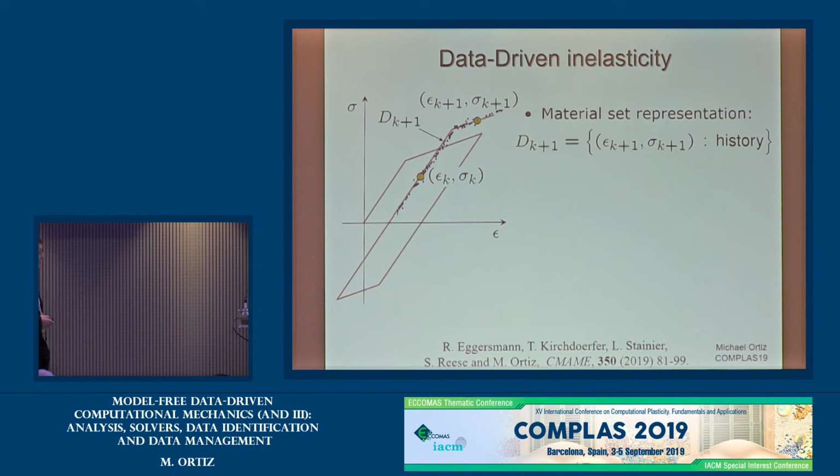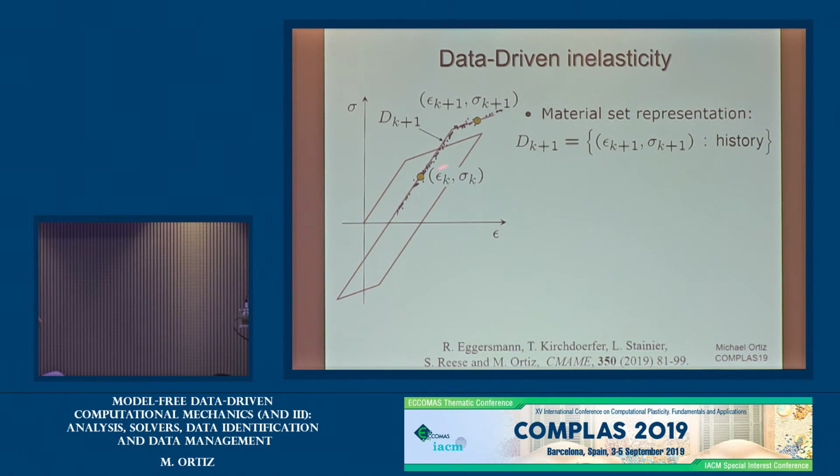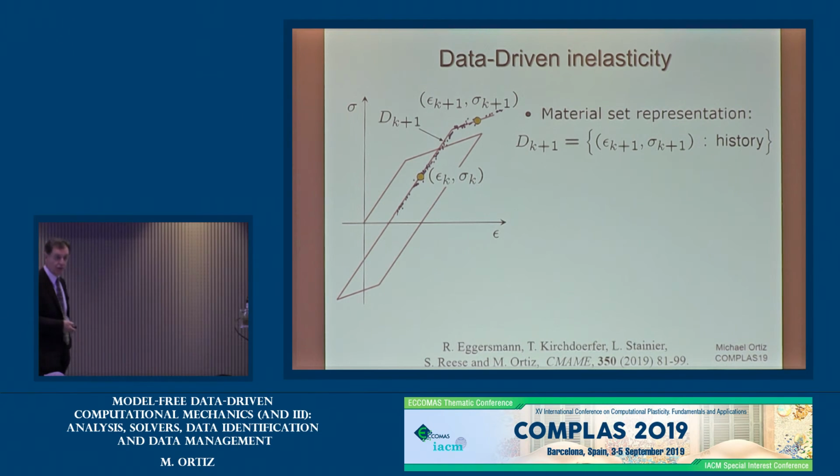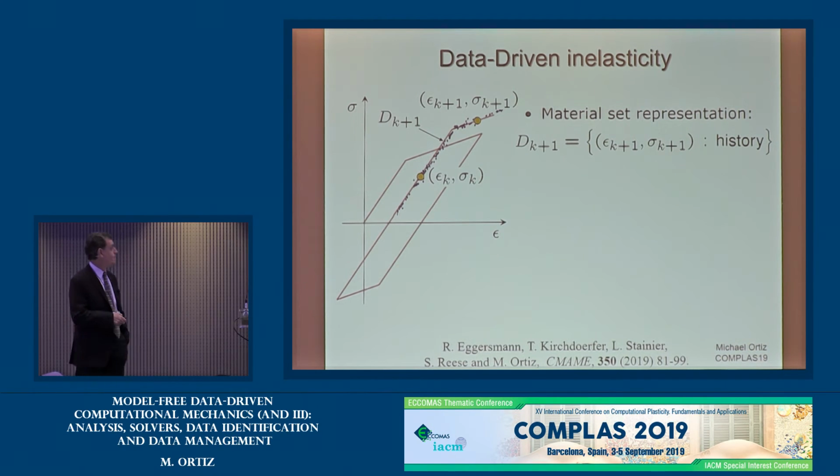Also to inelasticity. In this case, of course, the data set, so you proceed incrementally in time, you're at some point here, epsilon k, sigma k in phase space. This is, of course, notional. And so the data set then would evolve in time, because it's history dependent, and at any given time, we define all the possible states that are accessible from the current state of the material, okay?